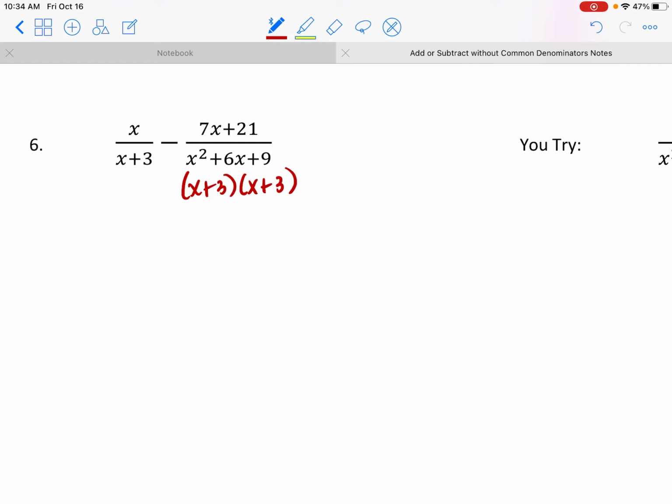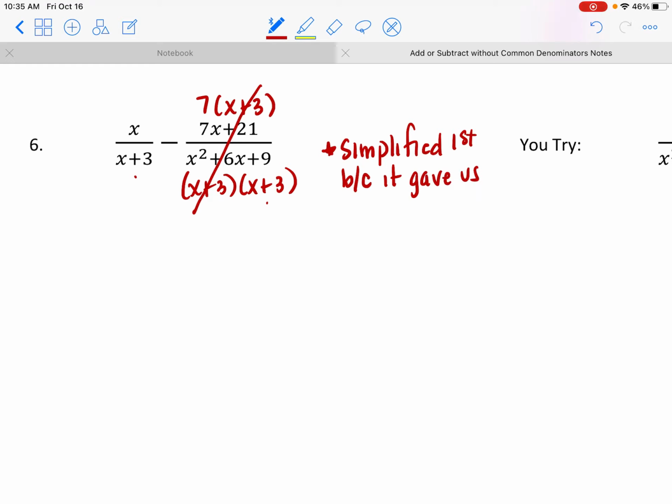But if you recognize the top of the fraction is also factorable, and when you take out the GCF of 7, that means that an x plus 3 cancels out. I wouldn't normally suggest reducing up front, but reducing up front leaves us with a common denominator, and that simplifies this problem greatly. So this won't happen often, but if you can simplify to make common denominators, then that might be a good first step here. So we simplified first on this one because it gave us common denominators.